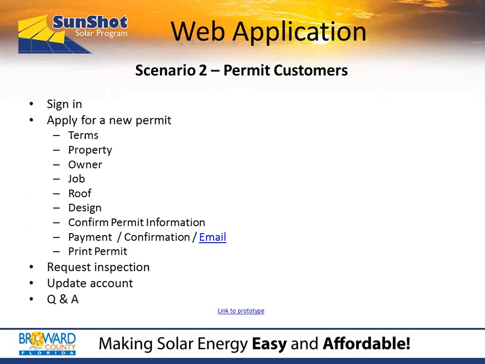The next section I'd like to show you is how the permitting customers will use the system. They'll be able to sign on, they'll be able to apply for a new permit, and they will be required to provide quite a bit of information for each permit. Then once the permit is in place, they can come back later to request an inspection through the system. And the last thing they can do is change information about themselves, their address, phone number, things like that. And then again, we'll stop for questions.